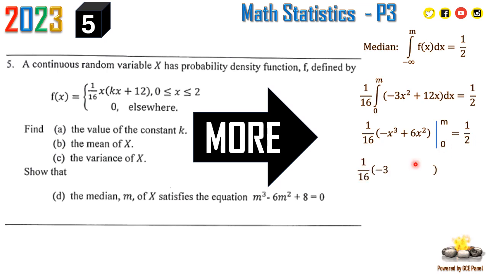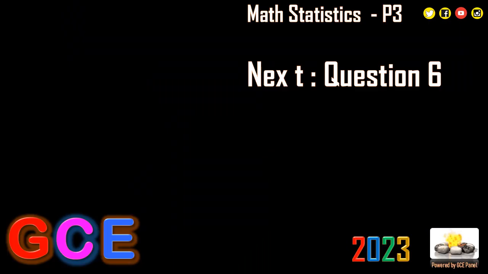So here, this is going to give us 1 over 16 into negative 3m cubed plus 6m squared, okay? All of that should be equal to a half. Multiply all through by 16, you have negative 3m cubed plus 6m squared to be equal to 8. And when you bring like terms together, you're going to have 3m cubed minus 6m squared plus 8 equals 0 as required.